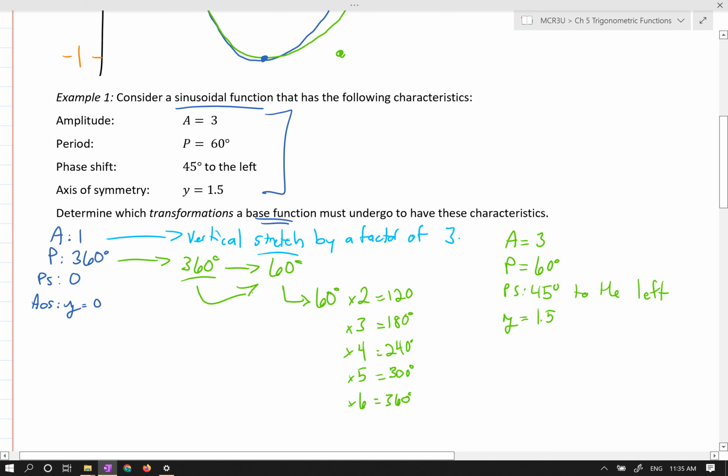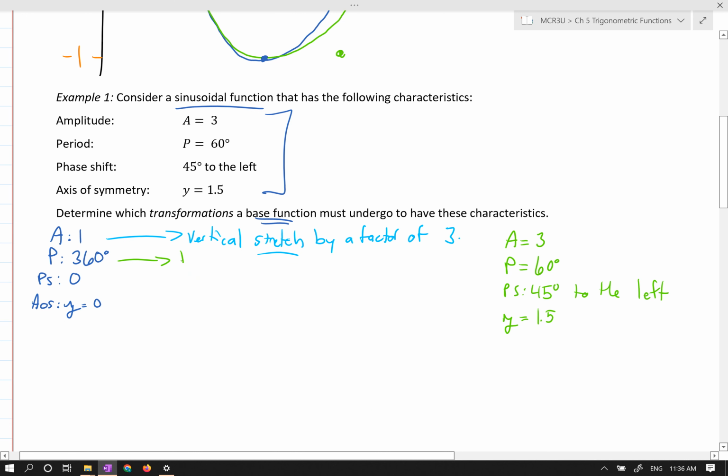So if that's the case, then I know my period is getting lower, it's getting smaller, so I have a horizontal compression, and it's going to be a horizontal compression by a factor of 1/6, because I would have needed to multiply this new period by 6 in order to get that original period. Fantastic. And if you feel a little confused there, feel free to rewind the video and watch it again. All right, so we have a horizontal compression by a factor of 1/6.